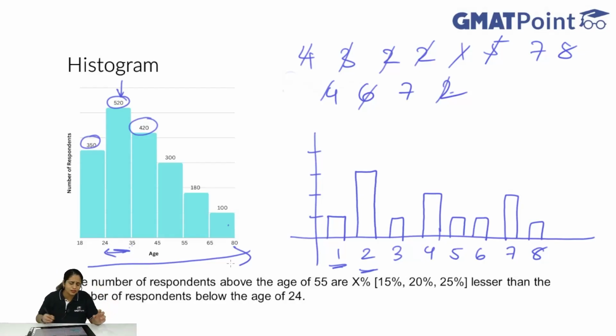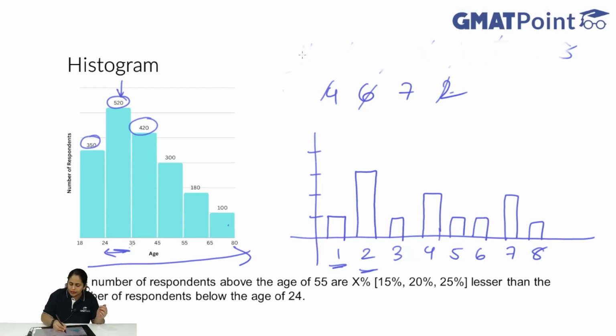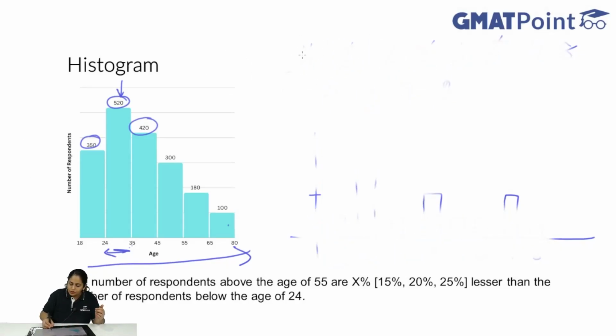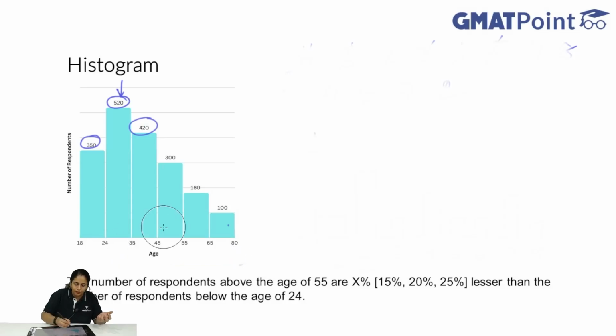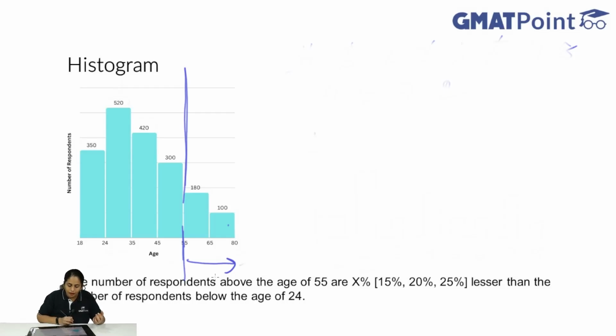So now that we have understood what a histogram is and how to draw a histogram, let's take a look at the given statement. The statement asks us to answer that the number of respondents above the age of 55 are X% lesser than the number of respondents below the age of 24. So how many respondents are above the age of 55? Okay, so this is my cutoff limit. So above 55 is over here.